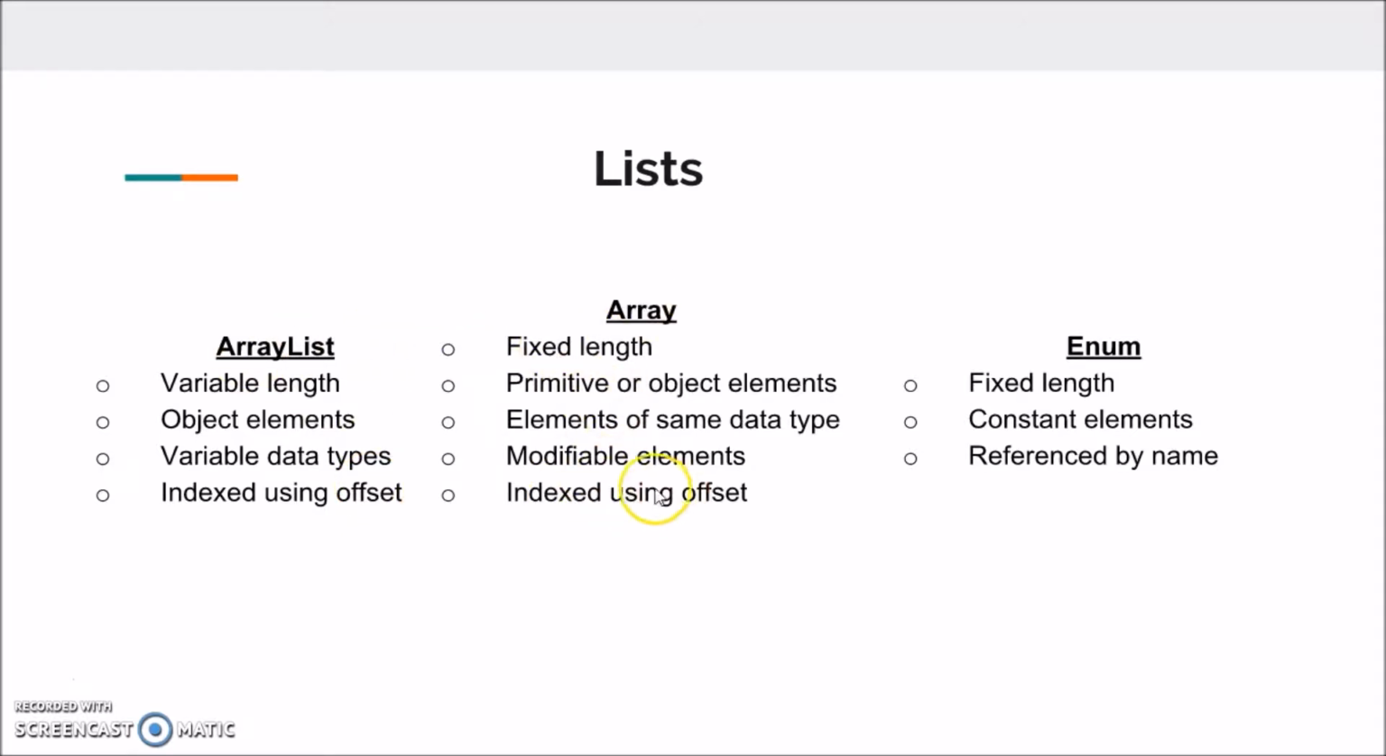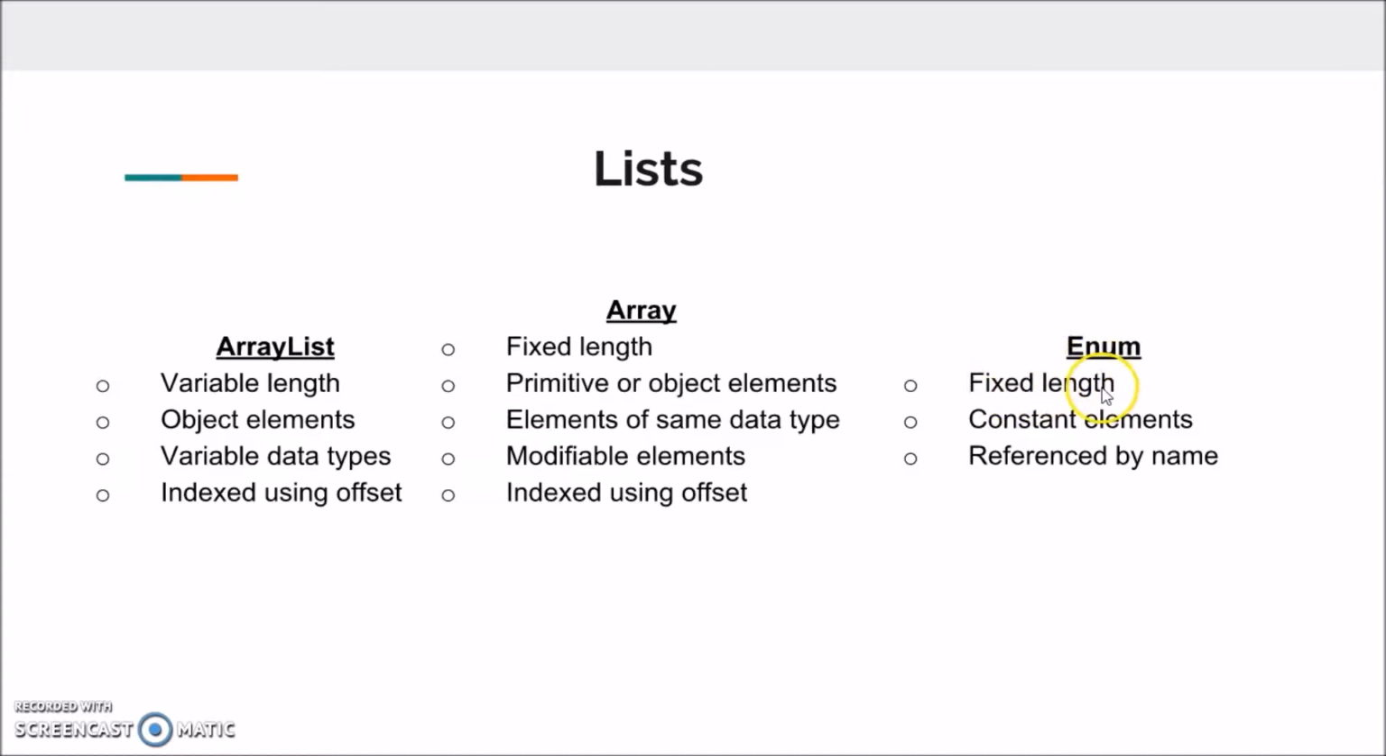It's the same with arrays, but they are of a fixed length. You can't add or remove from arrays. You can store primitive or object elements in them, and the elements have to be of the same type. But they are modifiable, so you can access them and then change the one that's indexed where you're accessing.